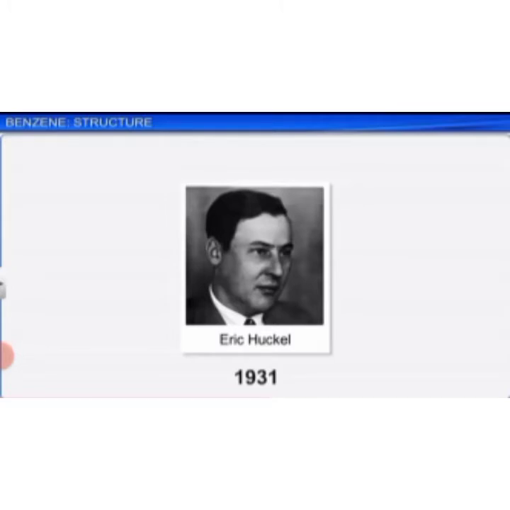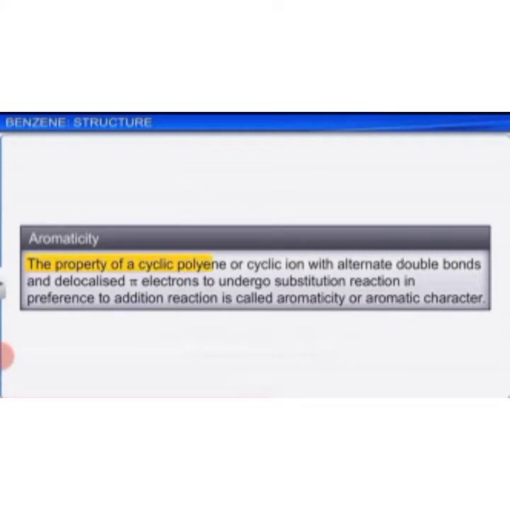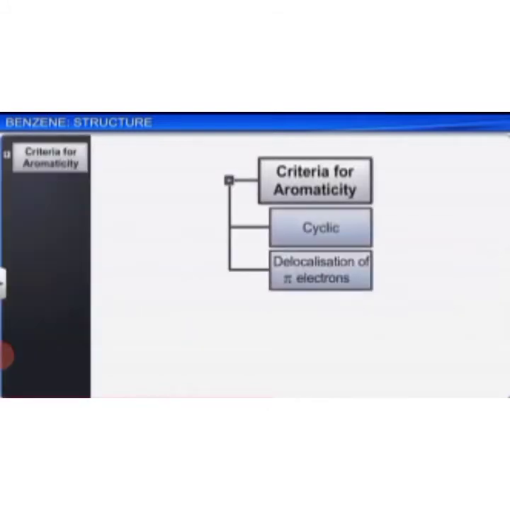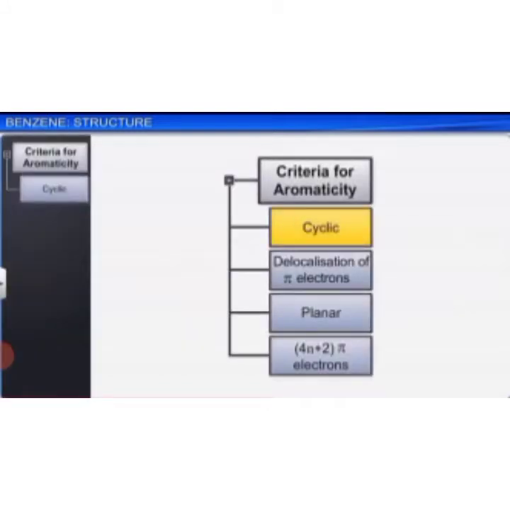The property of a cyclic polyene or cyclic ion with alternate double bonds and delocalized pi electrons to undergo substitution reaction in preference to addition reaction is called aromaticity or aromatic character. Cyclic rings, heterocyclic rings or cyclic ions are said to be aromatic if they show the essential properties such as complete delocalization of the pi electrons, planarity, and presence of 4n plus 2 pi electrons in the ring. Let's discuss each in detail.